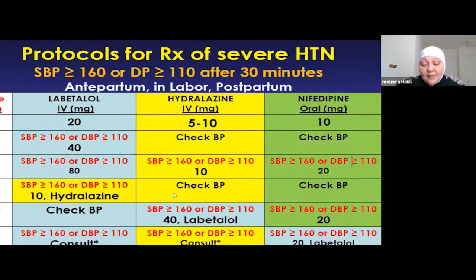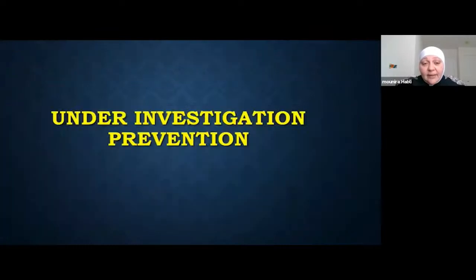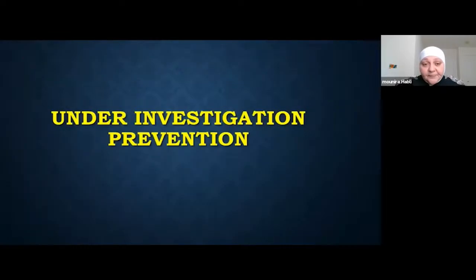This is from the American College of OBGYN, just summarized. These are some of the drugs that we could use in patients who have comorbid disease such as diabetes, renal disease, cardiomyopathy, or thyroid disease, and what their dosing is in order to have renal and cardio protection during pregnancy, and these are safe. We can give also this table if needed.